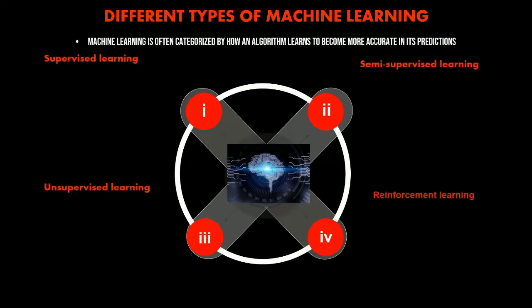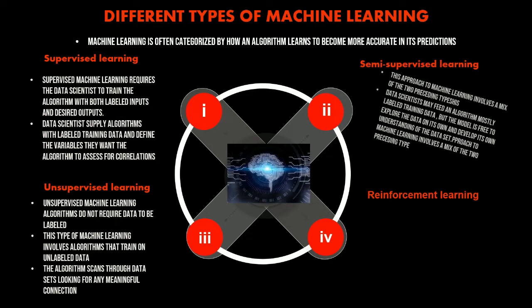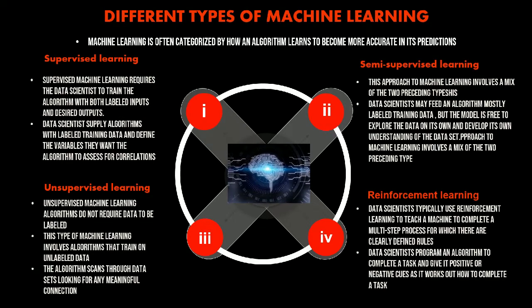Machine learning is often categorized by how an algorithm learns to become more accurate in its predictions. First, supervised learning. Supervised machine learning requires the data scientist to train the algorithm with both labeled inputs and desired outputs. Data scientists supply the algorithm with labeled training data and define the variables they want the algorithm to assess for correlation. Second, semi-supervised learning. This approach to machine learning involves a mix of the two preceding types. Data scientists may feed an algorithm mostly labeled training data, but the model is free to explore the data on its own and develop its own understanding of the data set.